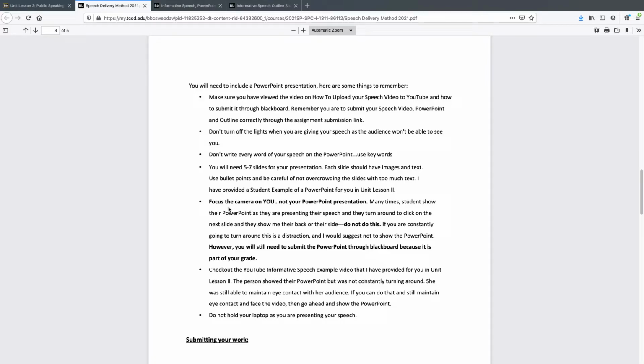Now, this is important right here. The camera should be focused on you, not on your PowerPoint. Many times students show their PowerPoint as they're presenting their speech, and they're turning it around to click on the next slide, and they show me their back or their side. Please do not do this. If you're constantly going to turn around, this is a distraction, and I would suggest do not show your PowerPoint.